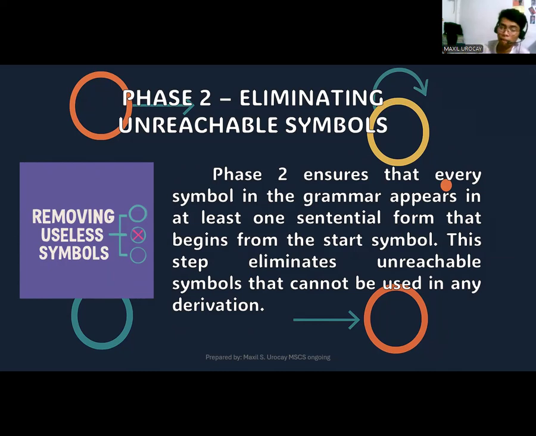Here it is a bit similar. If a symbol cannot be reached from the start state, then we cannot go beyond that limit into that particular non-terminal symbol, so we have to remove those cases. Hopefully you were able to follow what I mean. This step eliminates the unreachable symbols that cannot be used in any derivation. So what is going to happen?